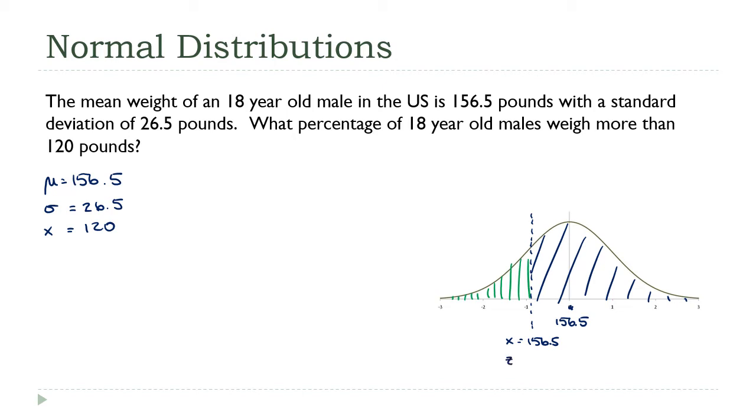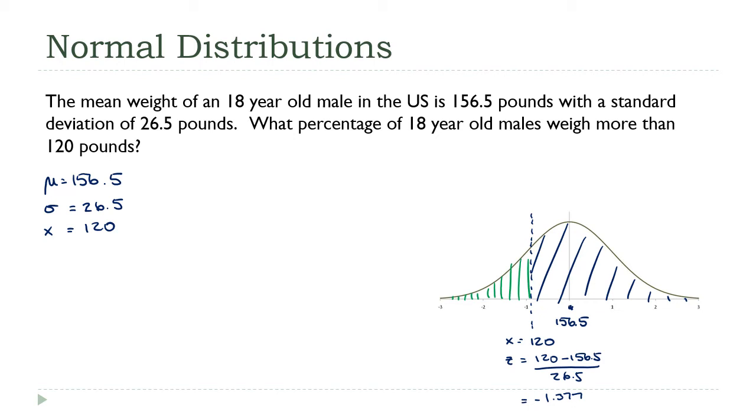This is z equals, this is my data value. This is 120. So my z-score is 120 minus 156.5 over 26.5, and according to my calculator, this is negative 1.377. That's good. It came out negative. It's to the left of the mean, right? And that's what we expect from z-scores on that side.